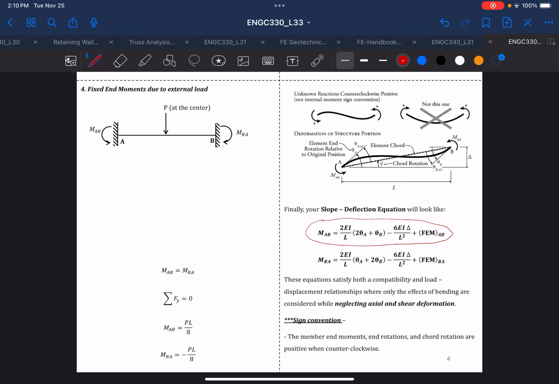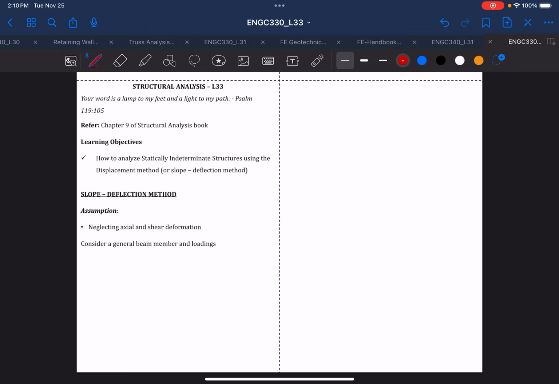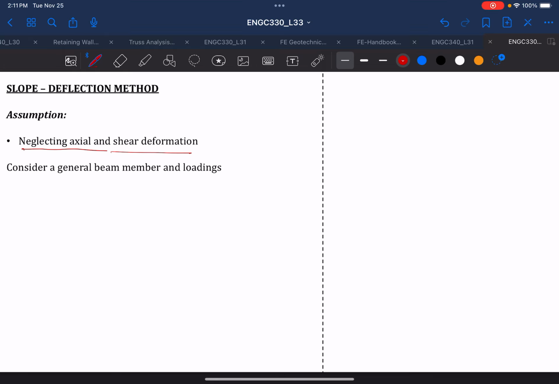The first thing we need to know about slope deflection is the assumption. We assume that there's no axial and shear deformation. So we expect that the beam will not have any axial deformation and also will not have a shear deformation, which means that the beam will bend due to its bending moment only. Which is the beam assumption for the beam theory.